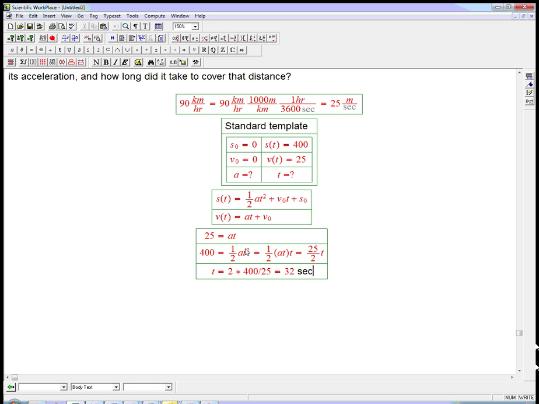So I'm going to put in the units. 32 seconds. And then a is easy. It's just 25 over t. a equals 25 over t equals 25 over 32. And what is that? Let's see. The 25 was meters per second, remember? Meters per second squared, because the 25 was meters per second and the 32 had another second. And that's definitely the right units for acceleration. Distance per time squared. Okay. So that's an example of how that template works for this kind of problem.